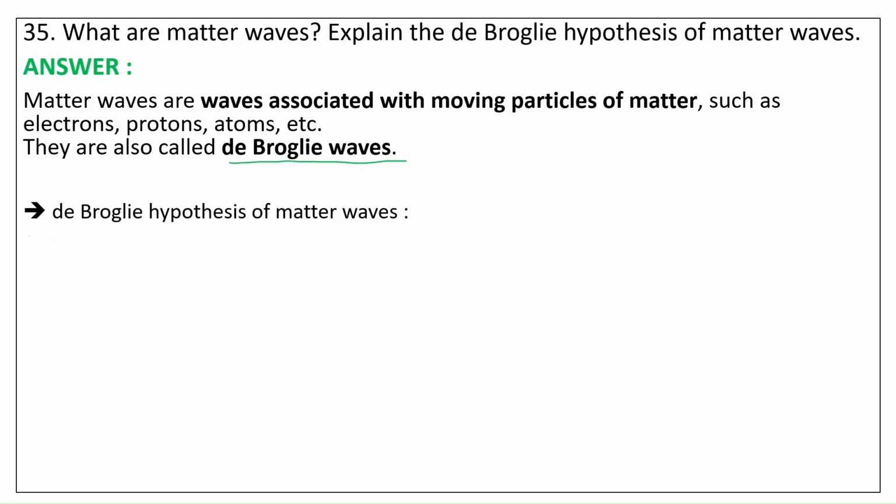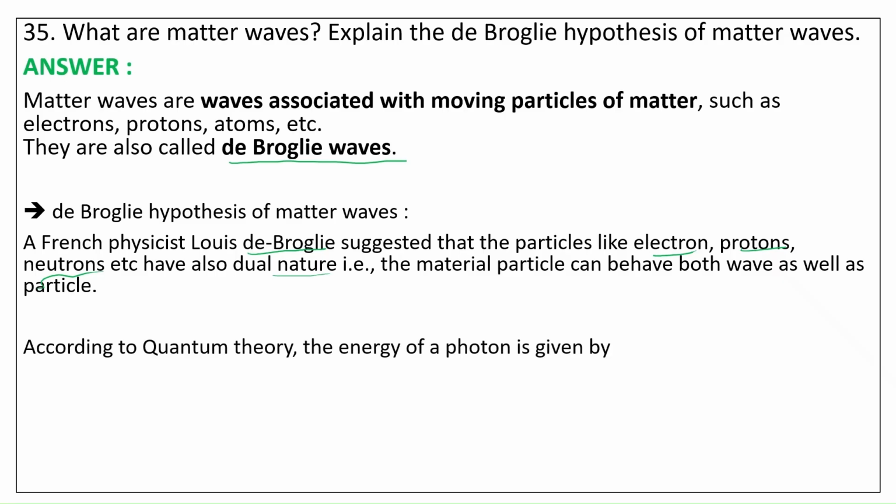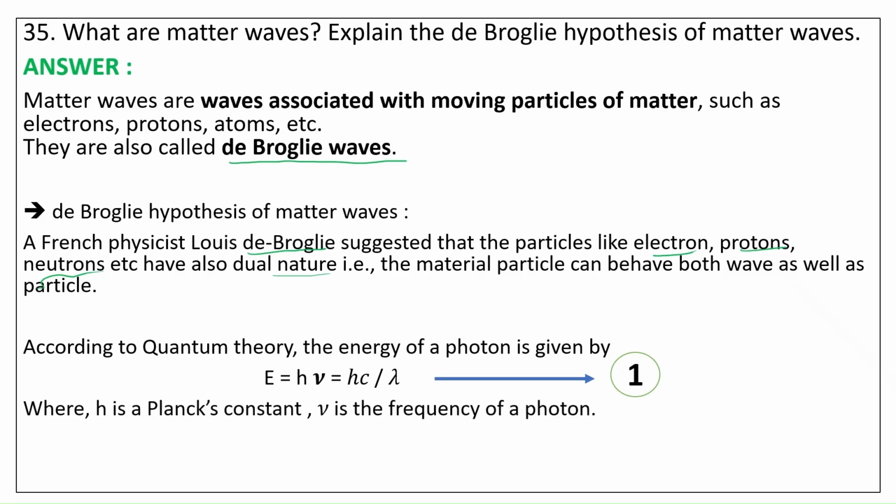Explanation. De Broglie hypothesis of matter waves. A French physicist Louis de Broglie suggested that particles like electrons, protons, neutrons etc. also have a dual nature, i.e., a material particle can behave both as a wave as well as a particle. According to quantum theory, the energy of a photon is given by E = hν = hc/λ. Mark as equation 1, where h is Planck's constant and ν is the frequency of the photon.